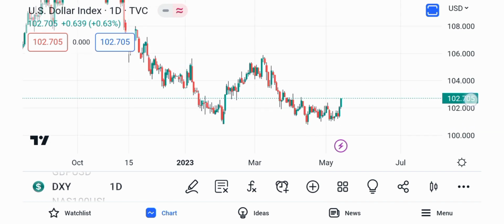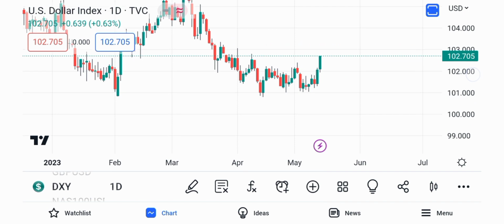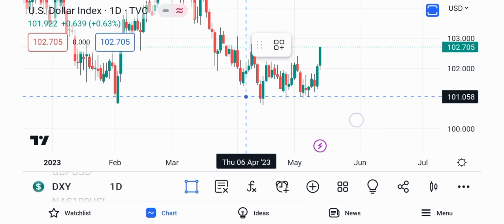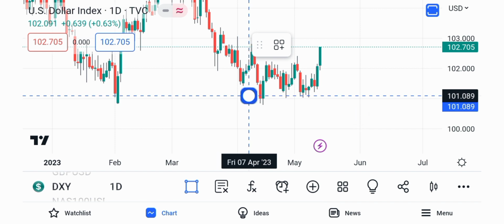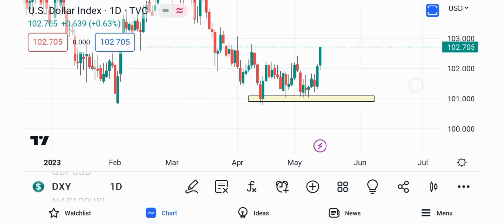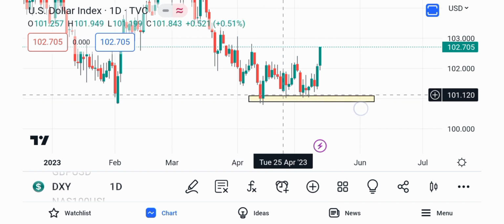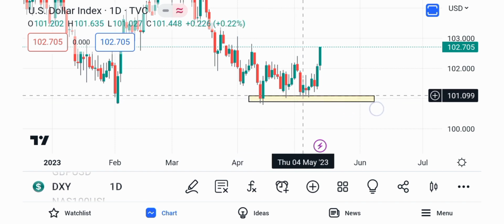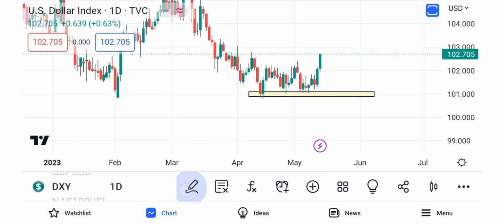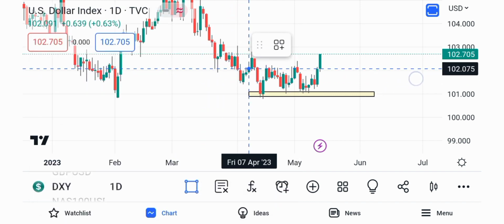Looking at the daily time frame closely, we can see that this particular level has been tested several times, because you can see the first touch here, the second touch here, and several weak rejections at this point. And we can also spot another level here, and another level here.